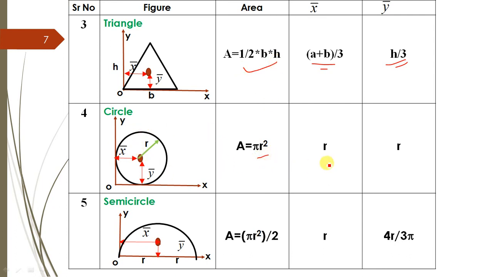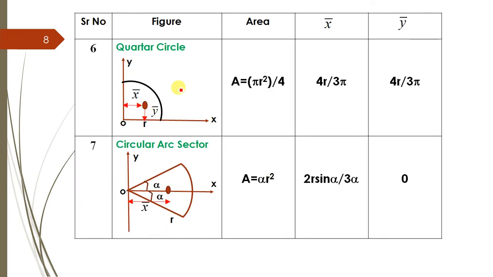For a circle, the area is pi r square, and X bar is R, Y bar is R. For a semicircle, the area is pi r square divided by 2. X bar is in this case R and Y bar is 4r upon 3 pi. Similarly for a quarter circle, the area is pi r square upon 4, and X bar is 4r upon 3 pi, Y bar is 4r upon 3 pi.